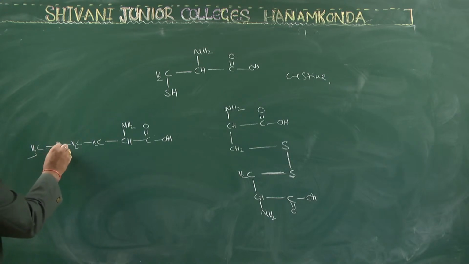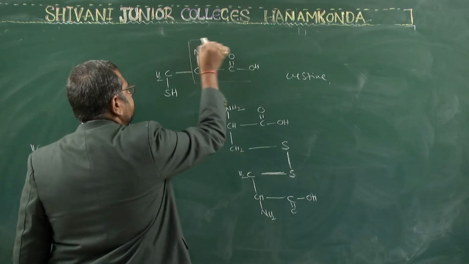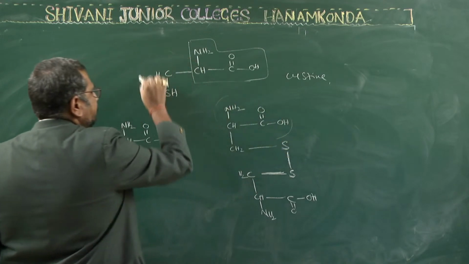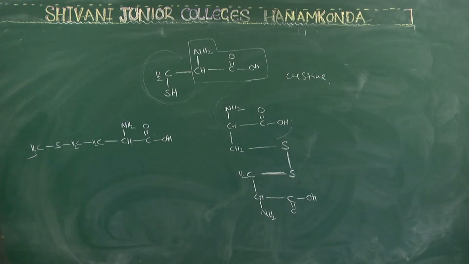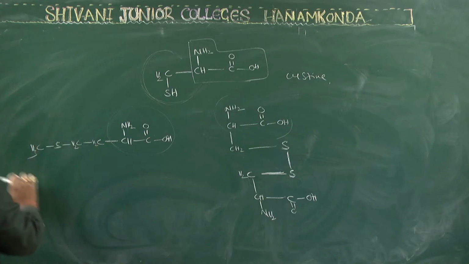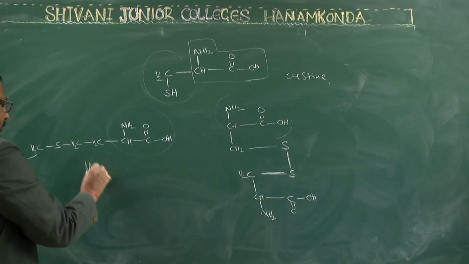Here the sulfur group is present in the chain. Carefully observe, every time this is the base unit, it will not change. In that base unit, the part after it is called the alkyl part, and that alkyl part changes. This one is the base unit, CHNH2CO, and this entire part is the alkyl group. If we change the alkyl group, we get a different type of amino acid, and this one is methionine.